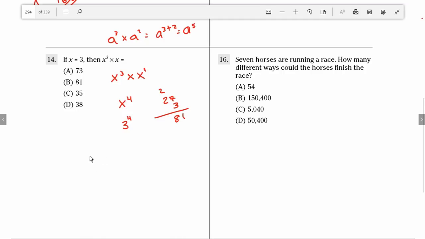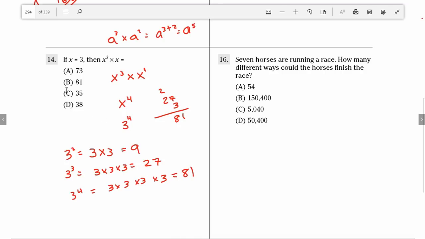Again, 3 squared equals 3 times 3, which is 9. 3 cubed equals 3 times 3 times 3, which is 27. 3 to the fourth equals 3 times 3 times 3 times 3. That is 81. Okay.